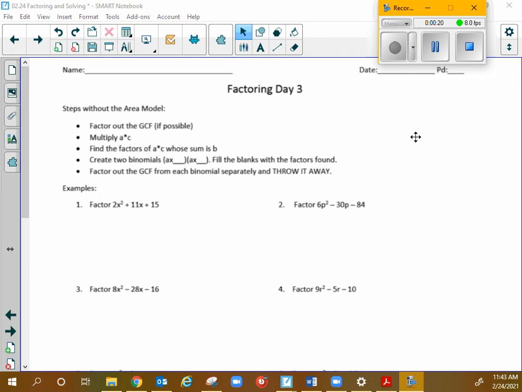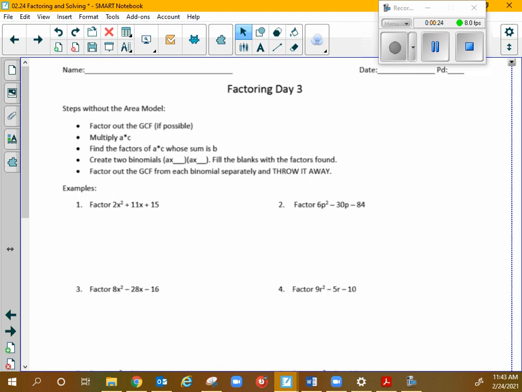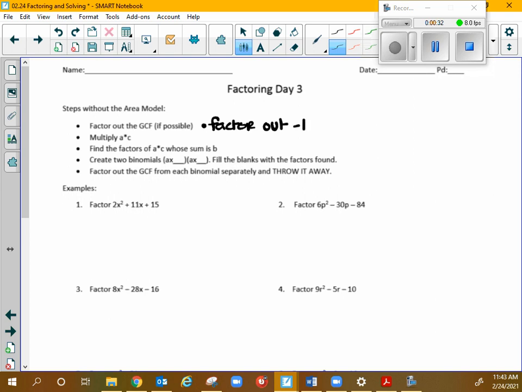I can't leave A negative. I have to factor out -1 if A is negative. That has to happen. You can't leave A negative. Multiply A times C, find factors of A times C whose sum is B.